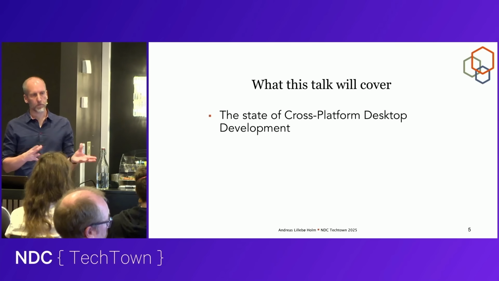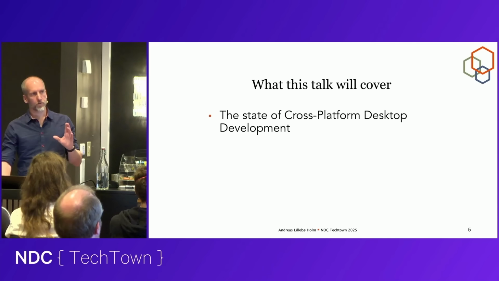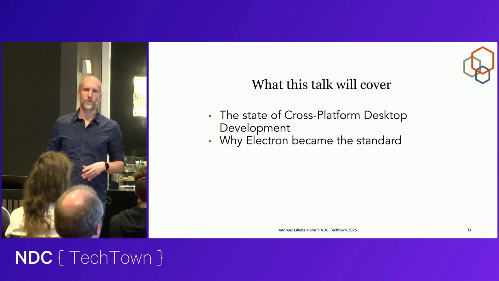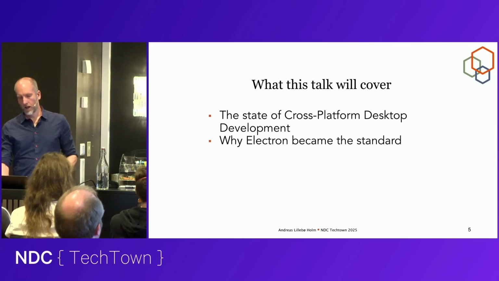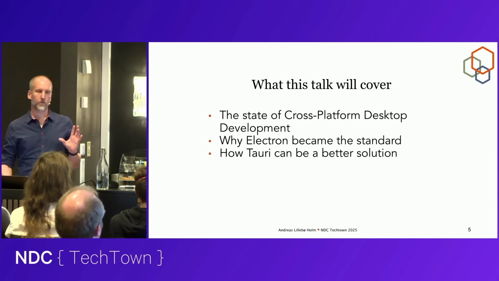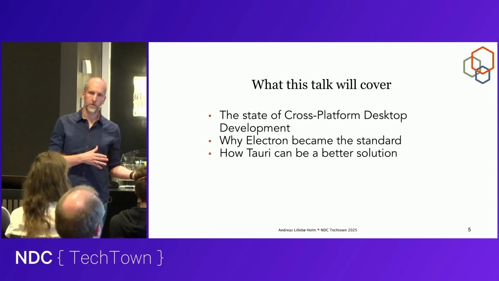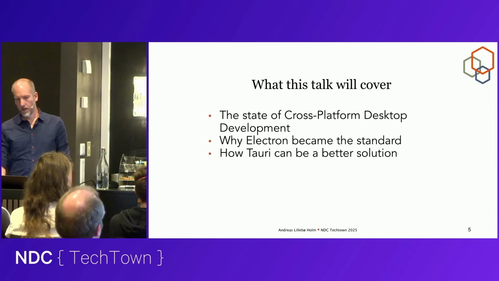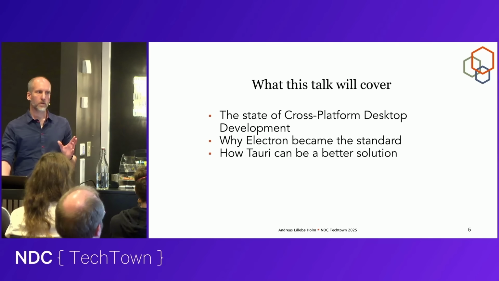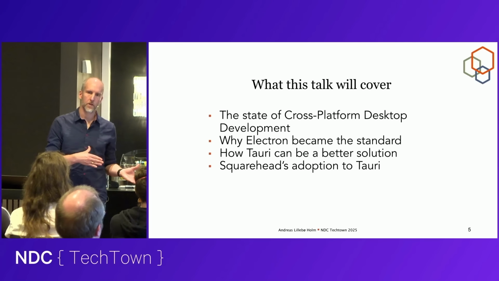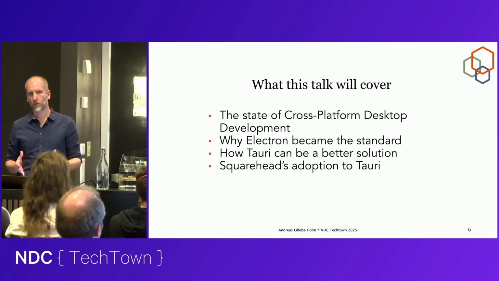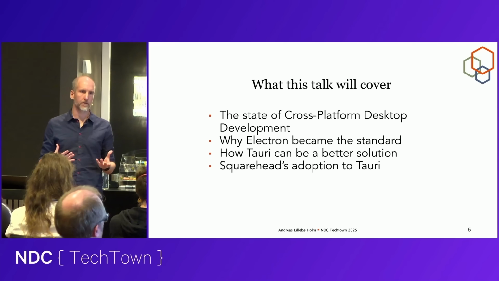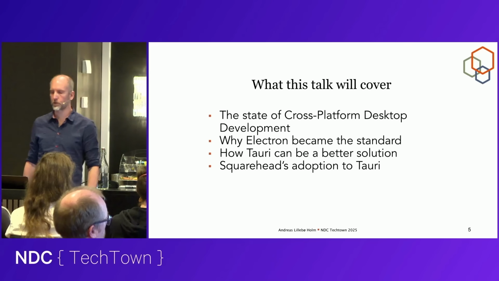So I will go through the state of this world of cross-platform desktop development. I'm going to talk specifically about Electron, because that has become the standard for that purpose. I'm going to go through how Tauri can be a better solution. At least it addresses some of the issues that we have seen with Electron. And I'm going to use Squarehead's adoption of Tauri as some examples, because we have already started using Tauri for these kinds of applications so that we can move faster in the development process.